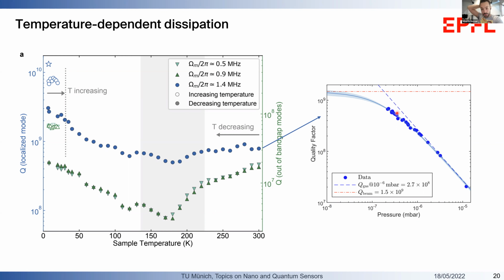But this mechanism of gas damping is very likely not relevant at lower temperatures, because you start to get cryopumping effects in the cryostat and the pressure is dramatically reduced. It's very difficult to actually estimate what the real pressure at the sample position is at the lowest temperatures.